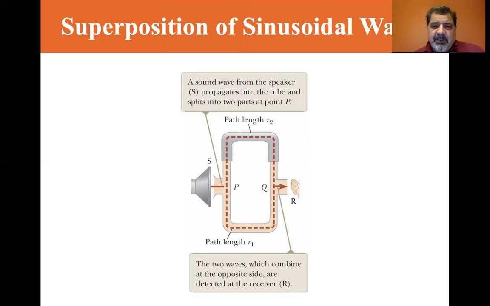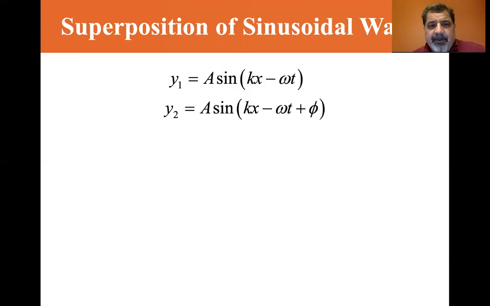So let's look at the calculations. Okay, we have two different waveforms. If you recall, we studied the expressions for the wave. y1 equals A sine(kx minus omega t), where k is equal to 2 pi over lambda.